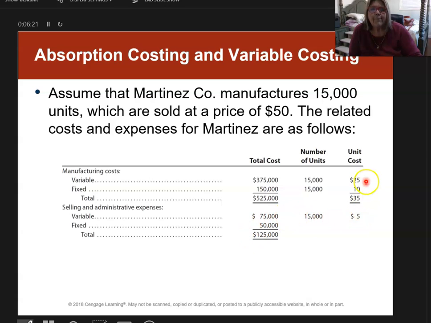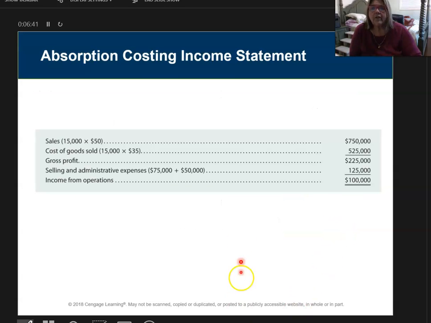So if I look at it per unit, my variable overhead is going to be $5,000. My fixed operating expenses will always be one flat number. You do not put that per unit. Only variables are put per unit, usually. Okay, so here we go.